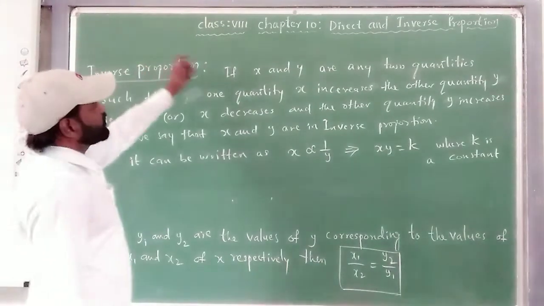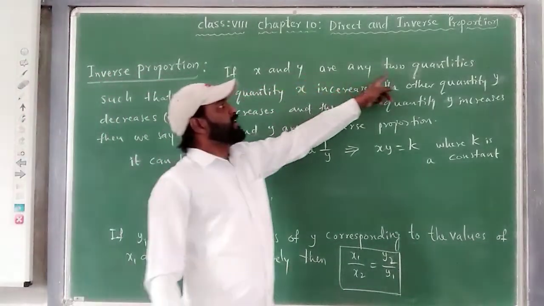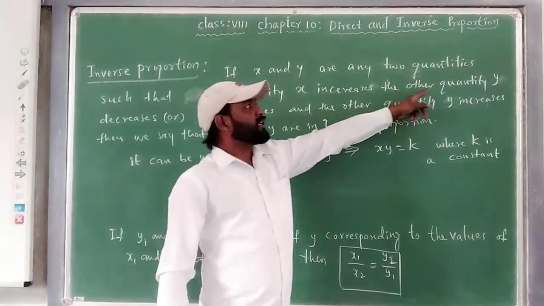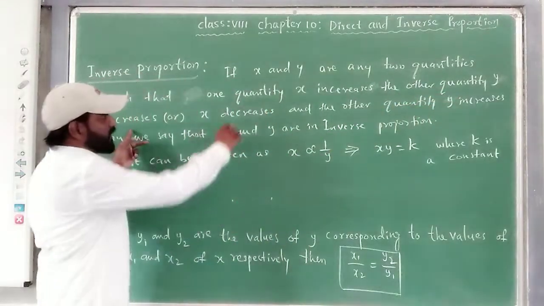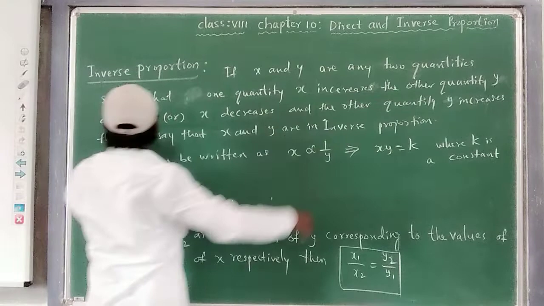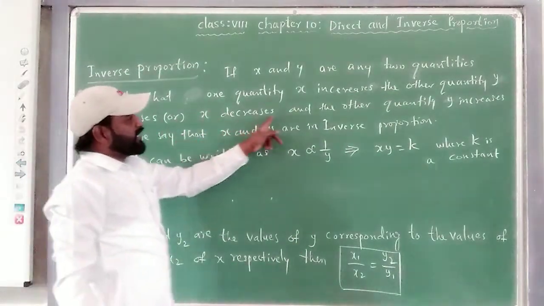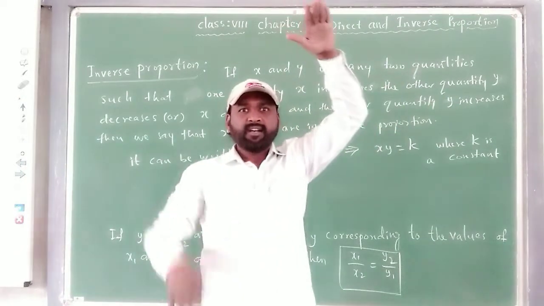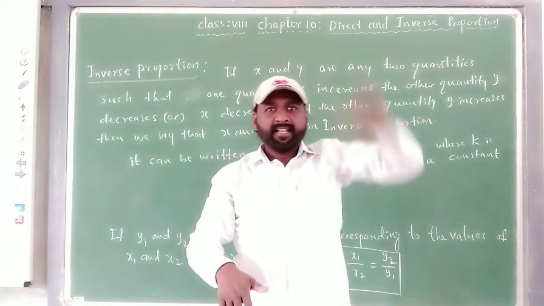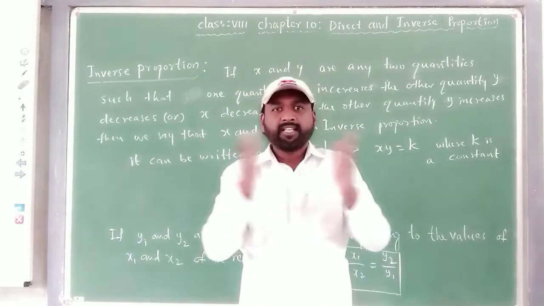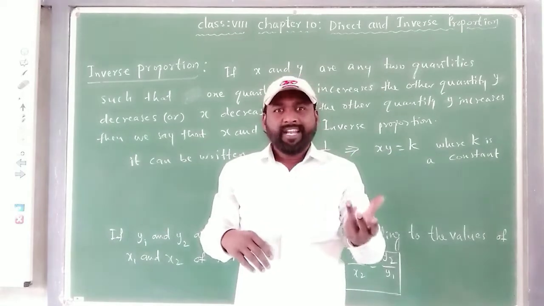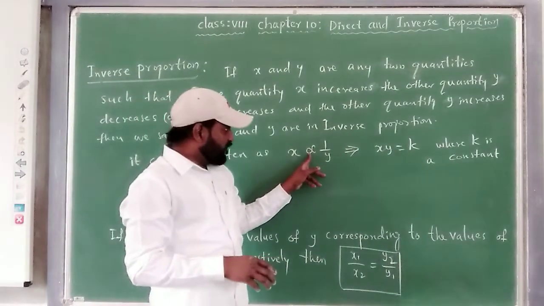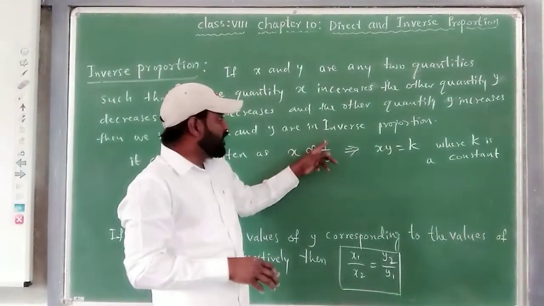See, inverse proportion: if x and y are any two quantities such that when one quantity x increases, the other quantity y decreases, or if x decreases, the other quantity y increases. If x increases, y decreases. If x decreases, y increases, then these two quantities x and y are said to be in inverse proportion. Now it can be written as x inversely proportional to y.